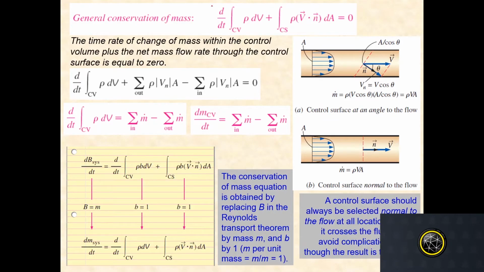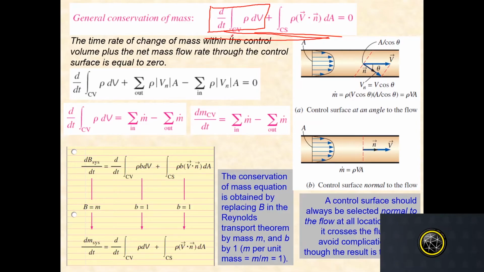So basically, when we combine all the terms together, this will give you the general conservation of mass. And it is similar to what we have seen just now. This is just another way to express the equations, or to express the conservation of mass in a control volume.